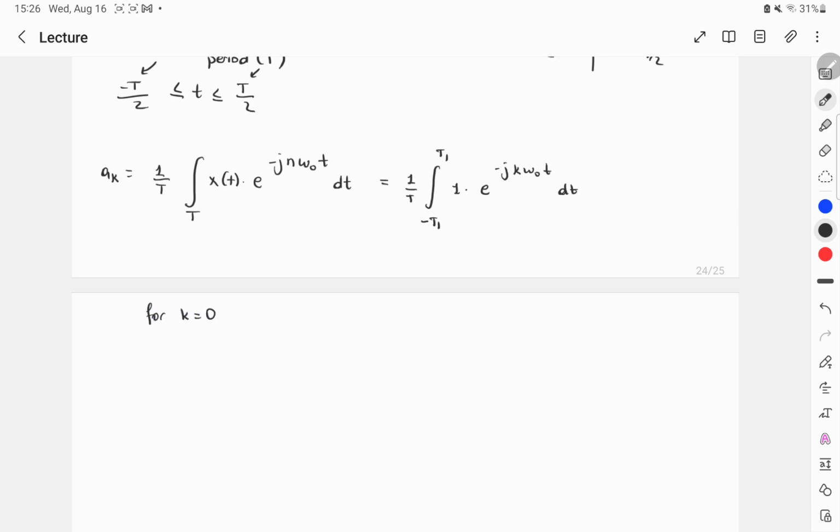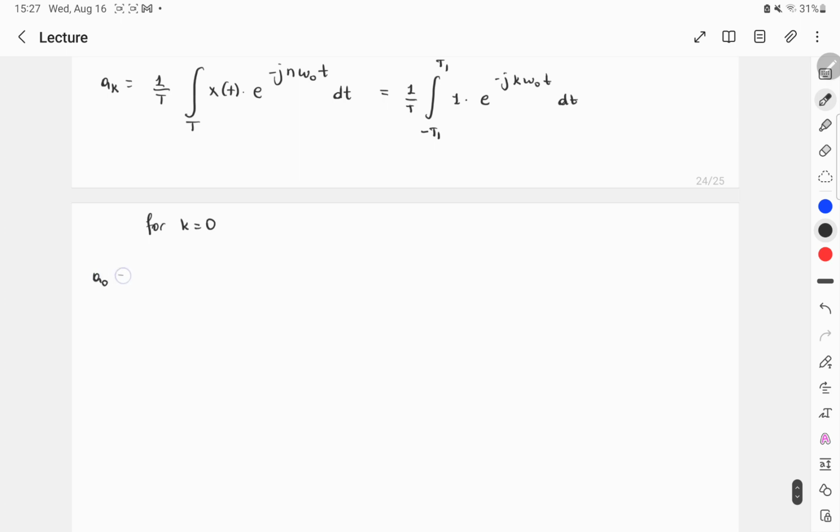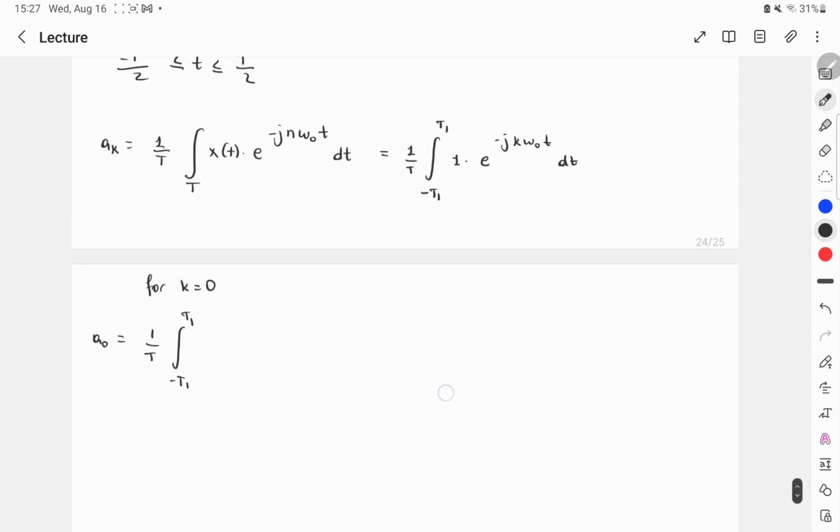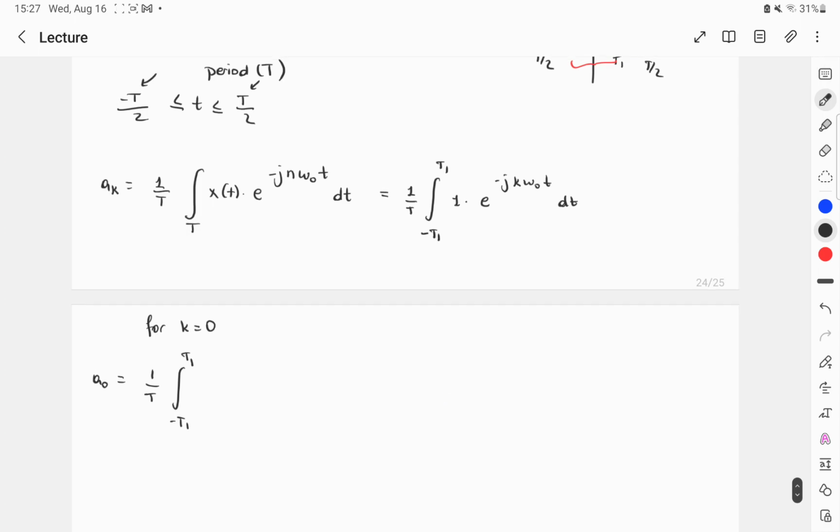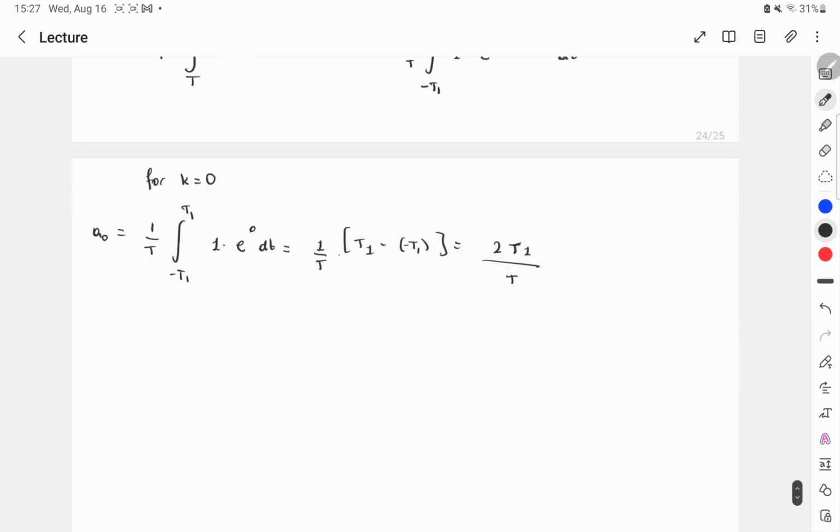For k equals 0, we will have a_0 equals 1 over T from minus T1 to T1 of 1 times e to the power of 0 dt, since k is 0, and it will give us 1 over T times T1 minus minus T1, which eventually gives 2T1 over T. Alright? The coefficient of a_0 is 2T1 over T.